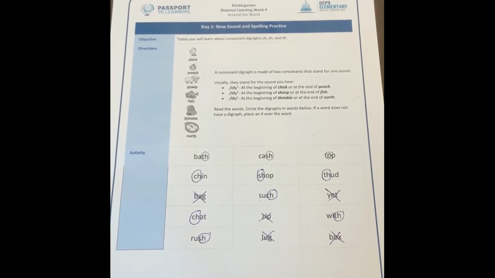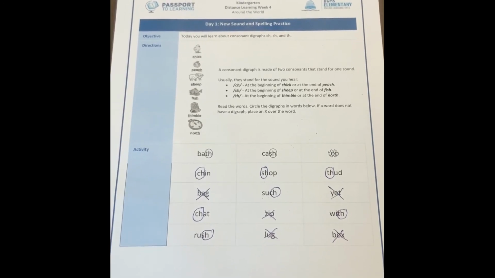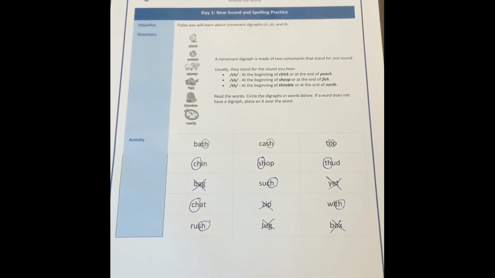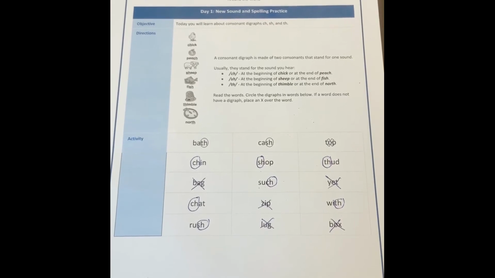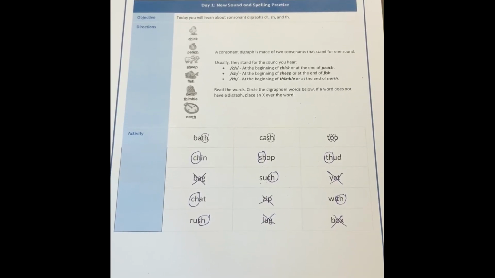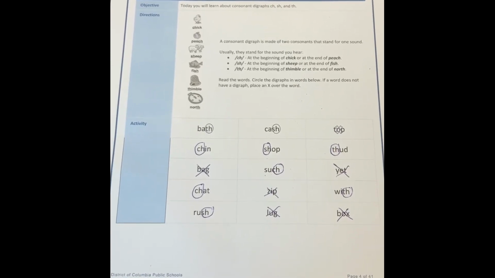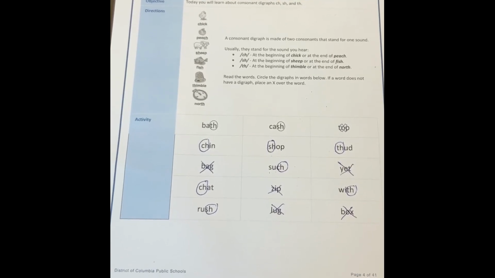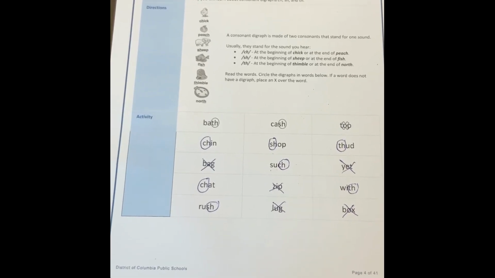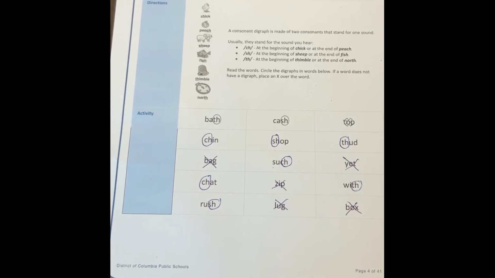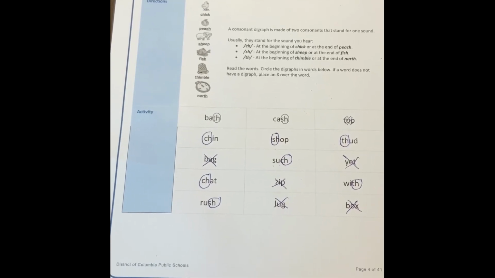Again, this was Distinct Learning Week 4, Day 1, New Sound and Spelling Practice. We talked about what a consonant digraph is. A consonant digraph is made up of two consonants that stand for one sound. Today we learned about the CH at the beginning of the word chick, or at the end of peach. SH at the beginning of the word sheep, or at the end of fish. And TH at the beginning of thimble, or at the end of north.